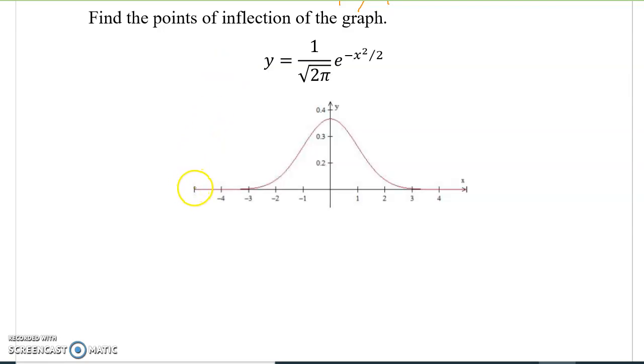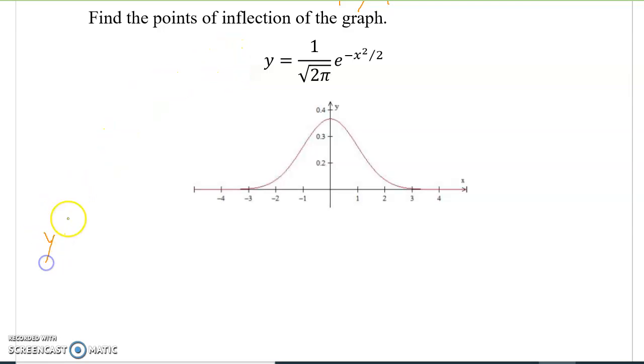We're asking for points of inflection. It should be pretty clear that this bell curve has a concave up, changing to a concave down, changing back to a concave up sort of graph, right? We're expecting 2 inflection points. How do we find those inflection points? Well, we take the second derivative and figure out where it changes signs.